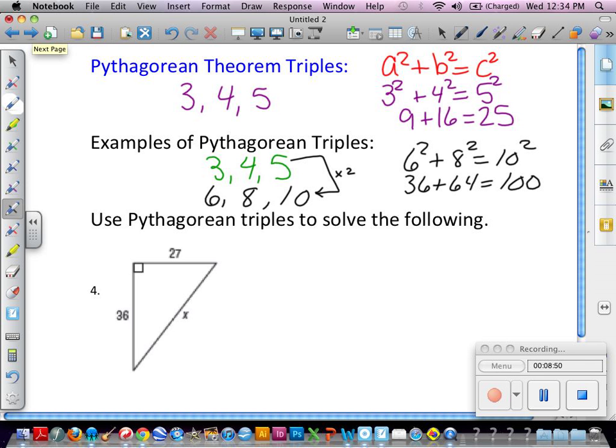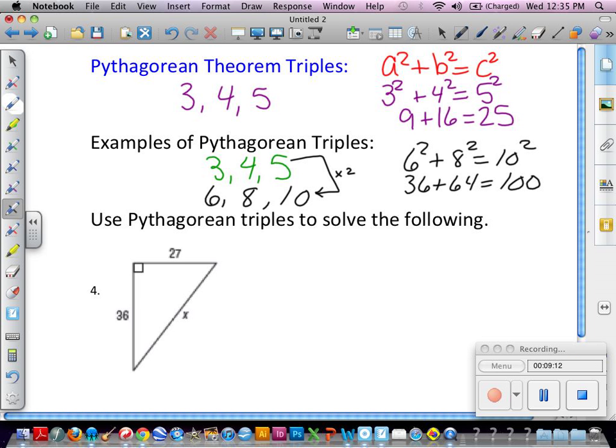So I can come up with a lot more Pythagorean theorem triples by just building off of my 3, 4, 5. And I use that quite a bit, so you want to be heads up on that. That's called being in the same family because they've all come from 3, 4, 5. So let's apply that to example number 4.